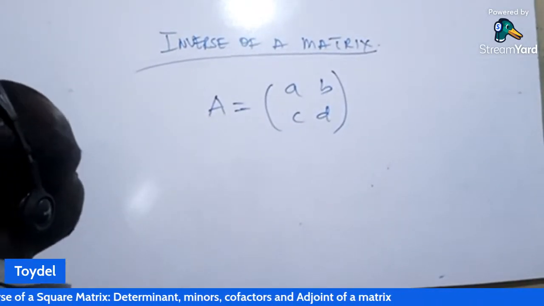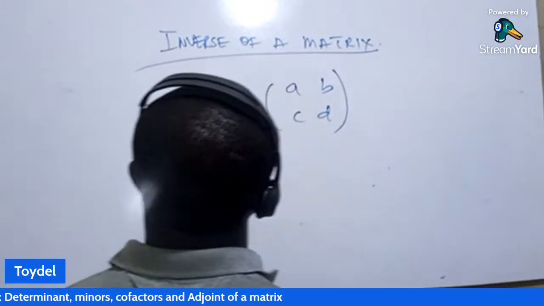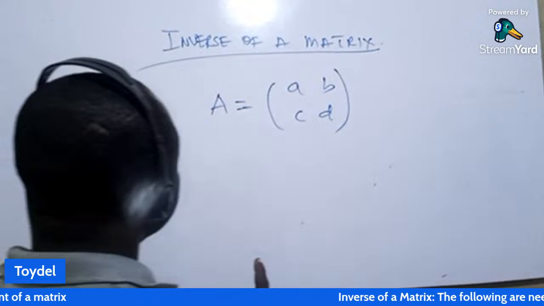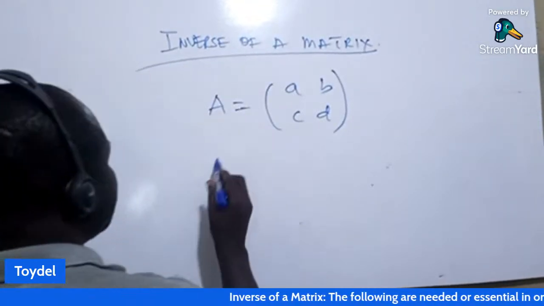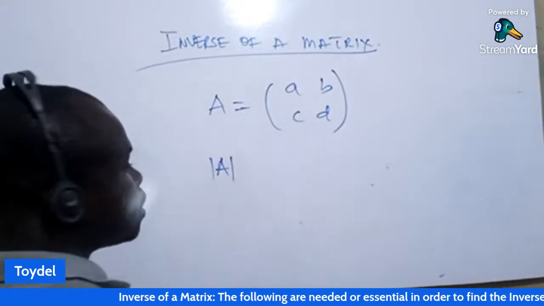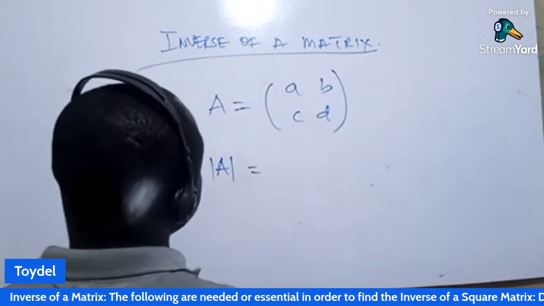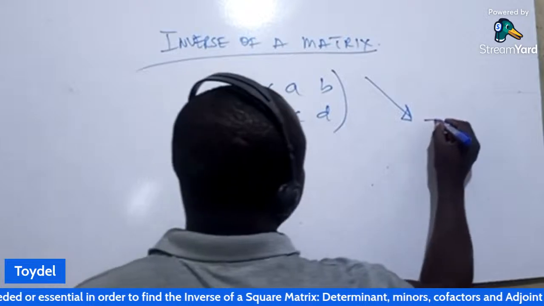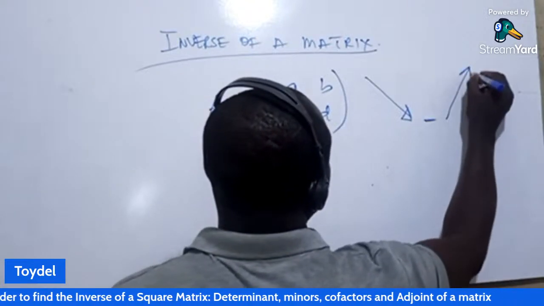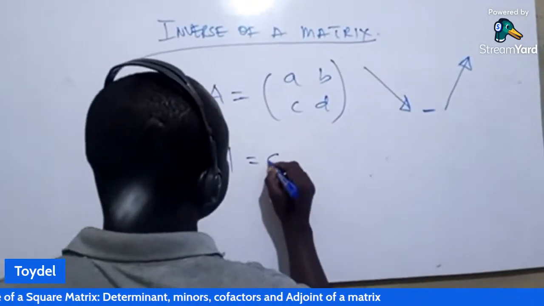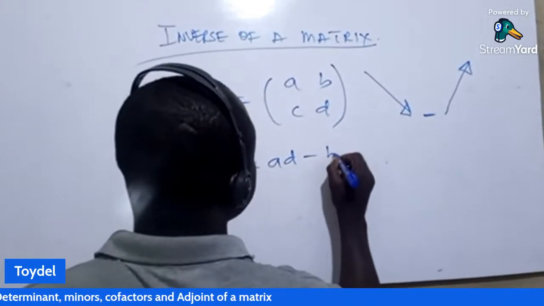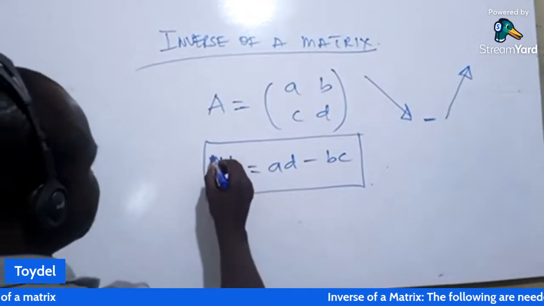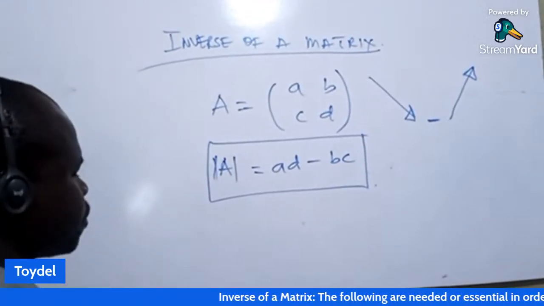For us to be able to find the inverse of a matrix, there are 4 steps involved. The first step is that we should find the determinant of that matrix. To find the determinant, we multiply the element of the leading diagonal minus the element of the other diagonal. That is A times D minus BC. The determinant of the matrix A is given as AD minus BC.